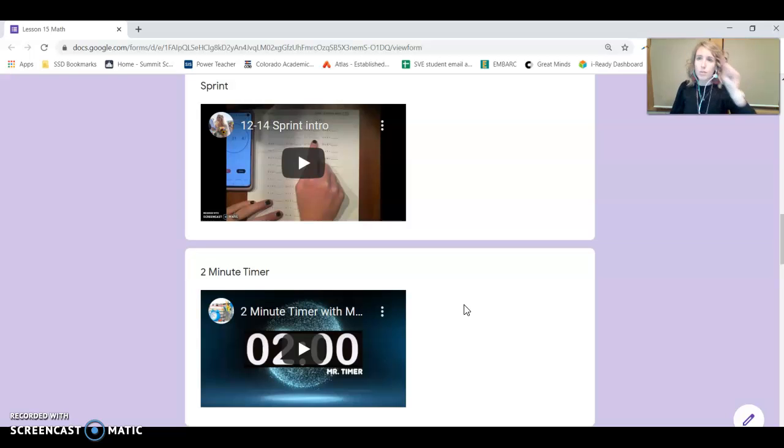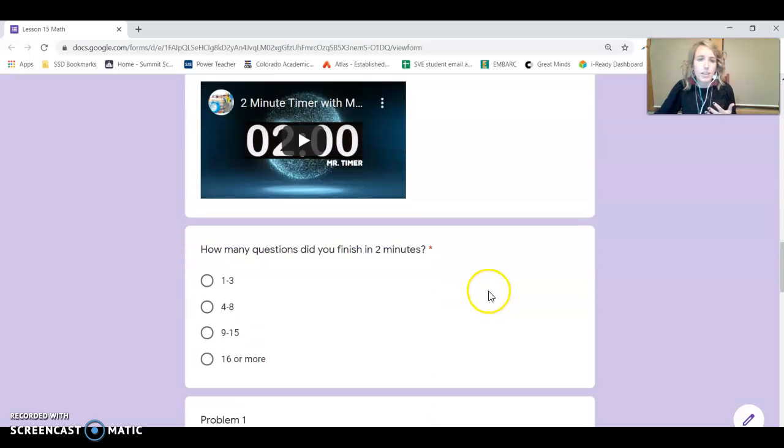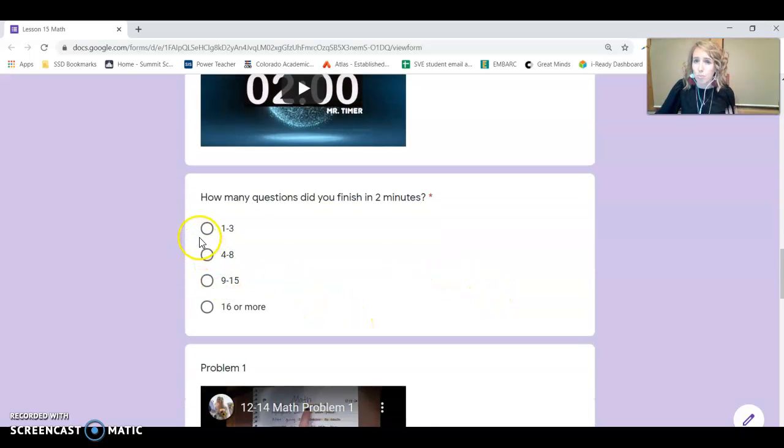So just circle where you left off at the 2-minute mark, and then you can go back and fill it in for fun. How many questions did you finish in 2 minutes? Was it somewhere between 1 and 3, 4 and 8, 9 and 15, or 16 or more? I'm going to get your picture of your sprint later on Seesaw, but this is just so I can see where you think you're at.